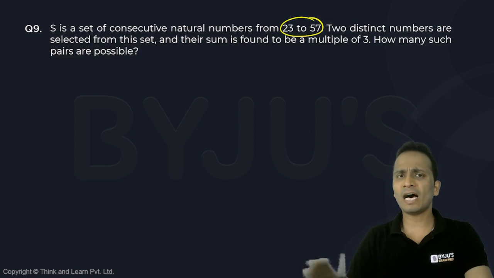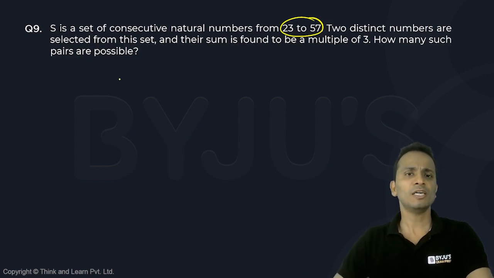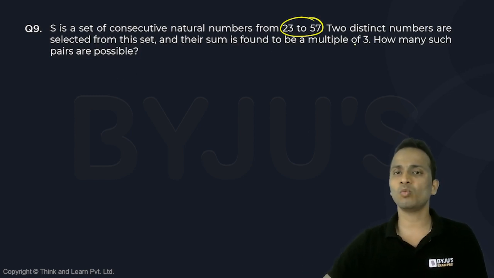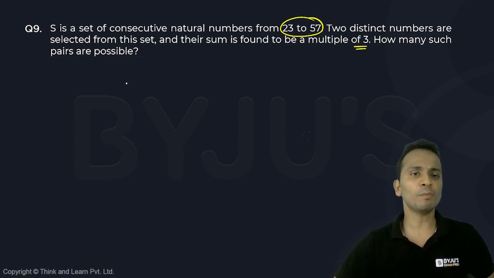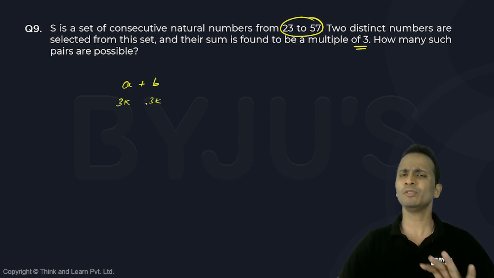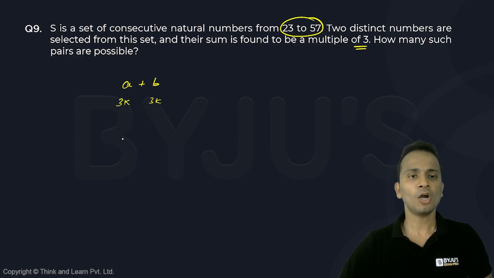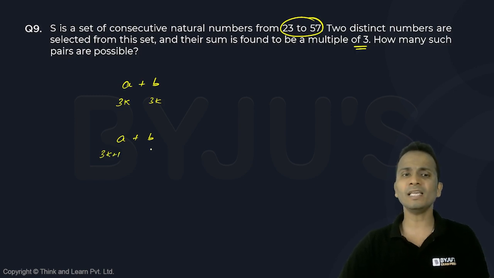Now, if I write some integers, then the sum of two numbers will be a multiple of 3 in two different possibilities. If both the numbers a and b, which I'm adding, are multiples of 3, so this is in the form of 3k, this is in the form of 3k, that means both are multiples of 3. Or there may be another possibility when one of the numbers is in the form of 3k plus 1 and the other number is in the form of 3k plus 2.